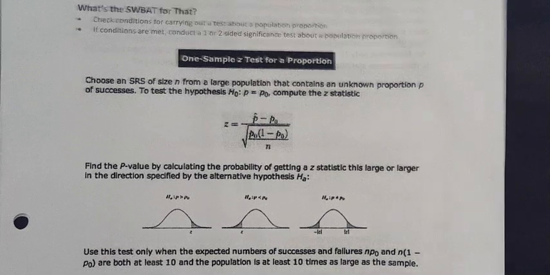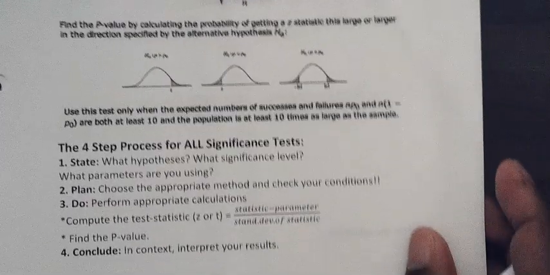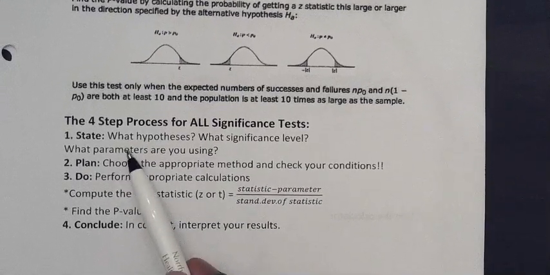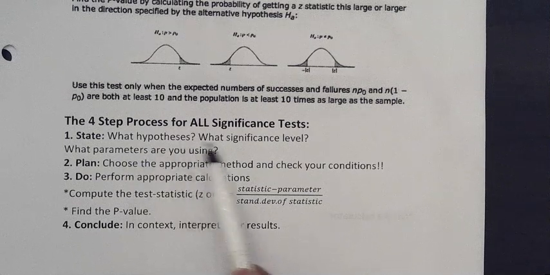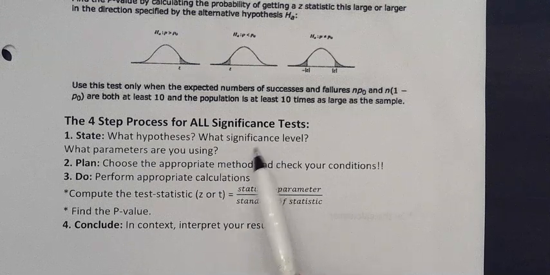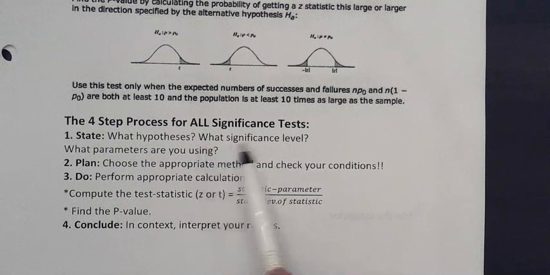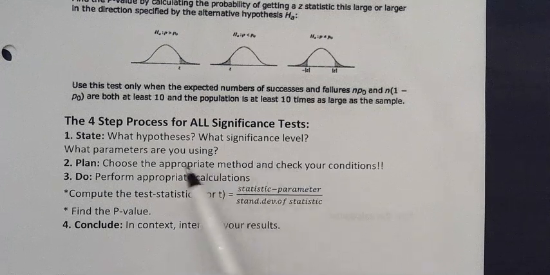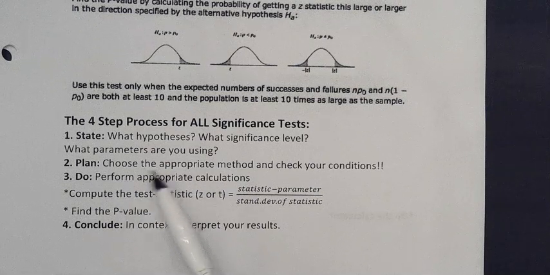All right, so before you begin, or at some point within the problem, there's 4 steps you have to do. You have to state the null and the alternative hypothesis. You have to decide what the significance level is. If they don't tell you, we're going to assume it's a 95% confidence level or a 5% significance level. We're going to decide what the parameters are. We're going to make a plan. We're going to state what our plan is and what we're doing.